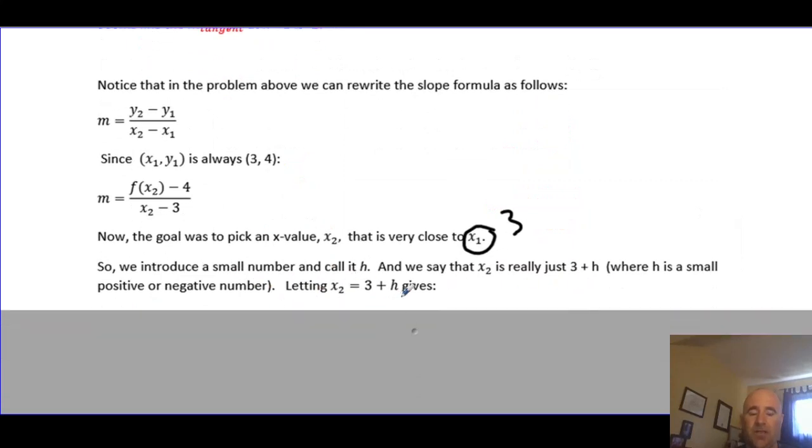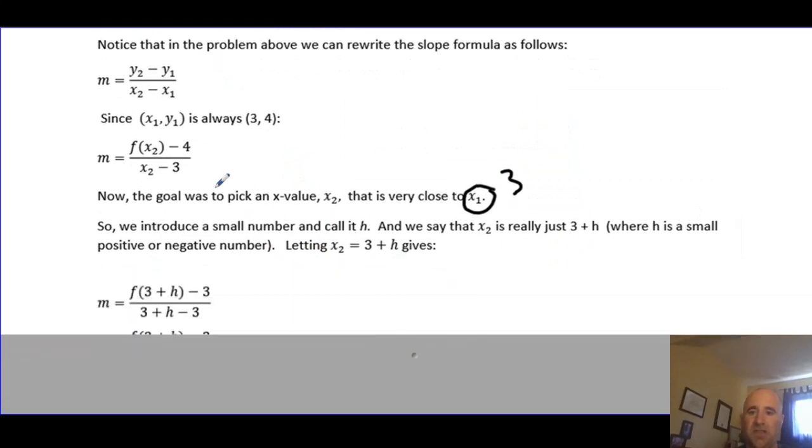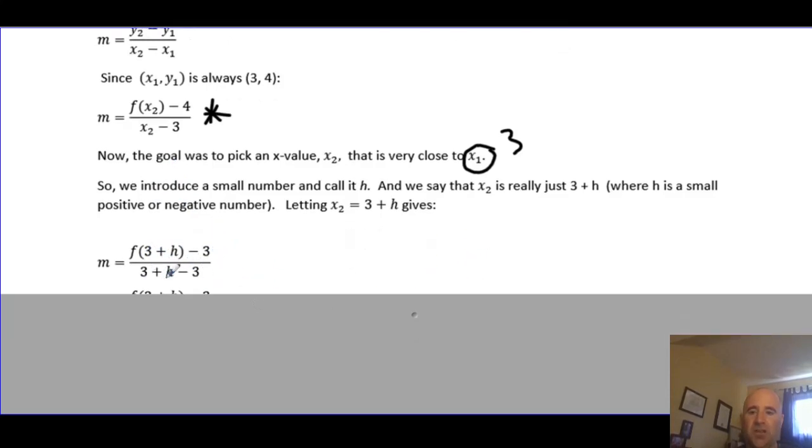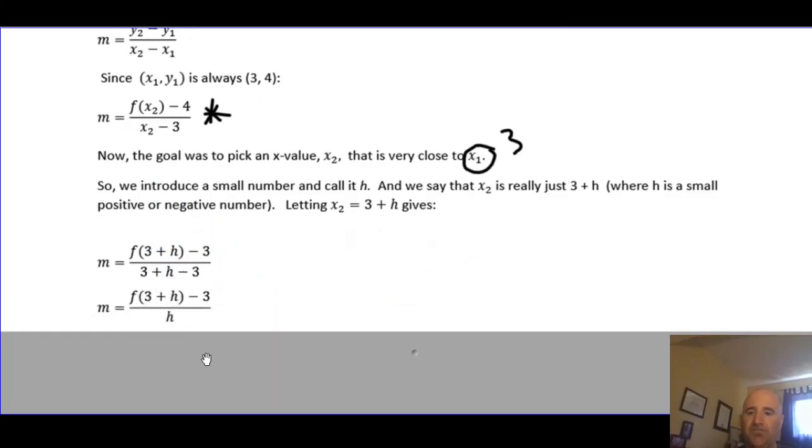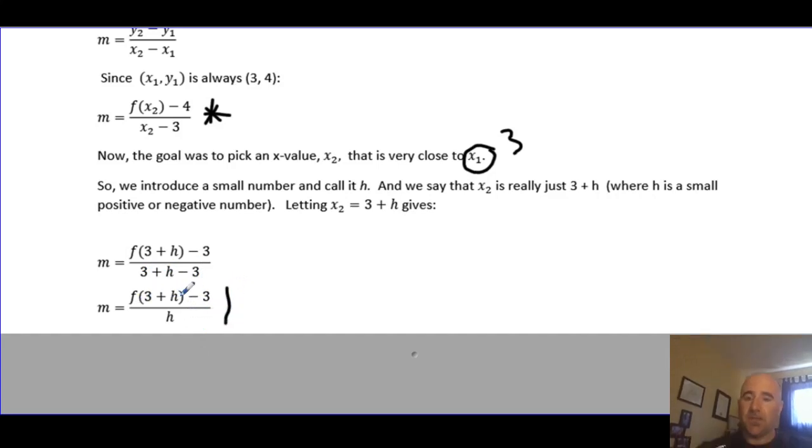Okay, so if we let x2 equal 3 plus h, then this slope formula turns into this right here: f of 3 plus h minus 3, over 3 plus h take away 3. Now look at the denominator here. Notice that the 3 and the negative 3 do cancel out, and we just get h. So each time in that table, in my last column where I'm calculating the slope, this is really the calculation that I'm doing. We can go back and look at that table again and see that.